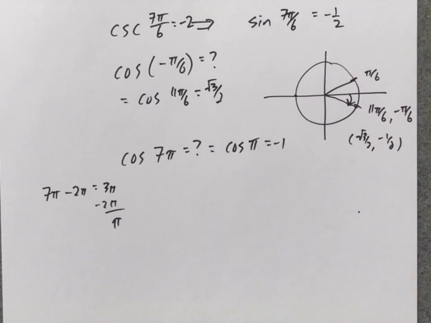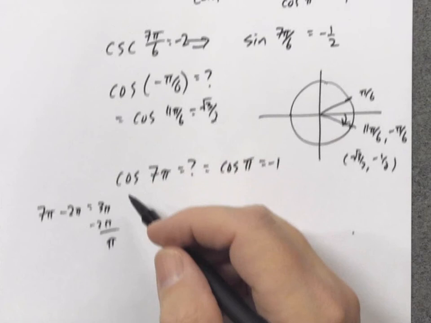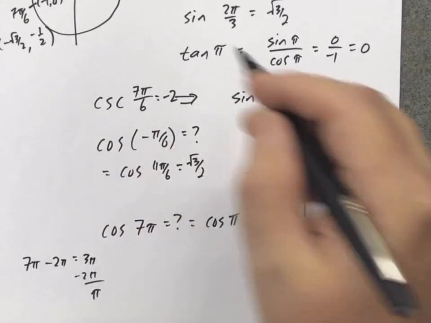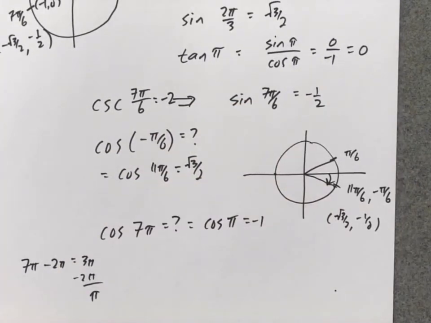All right, so that's the unit circle. Once you learn the unit circle, memorize it. It makes figuring out all these trig functions of special angles pretty straightforward.